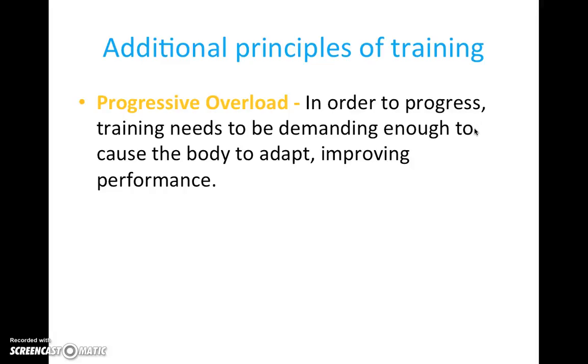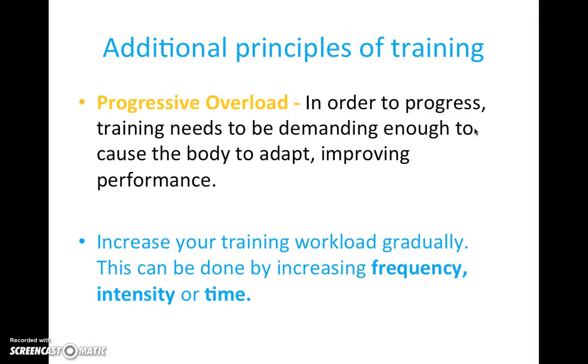Okay, so progressive overload. In order to progress, training needs to be demanding enough to cause the body to adapt, improving performance. Now, to increase your training workload gradually is the key. You do not increase it straight away, or else you're going to get injured. So this can be done by increasing frequency, intensity all the time. So I may have been doing a program for 2 to 4 weeks, and it may be getting a bit easier for me because I'm used to the demands of those exercises. Therefore, what I might start doing is increasing the intensity of my workload all the time.